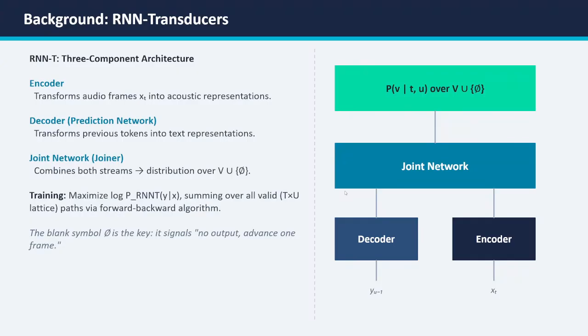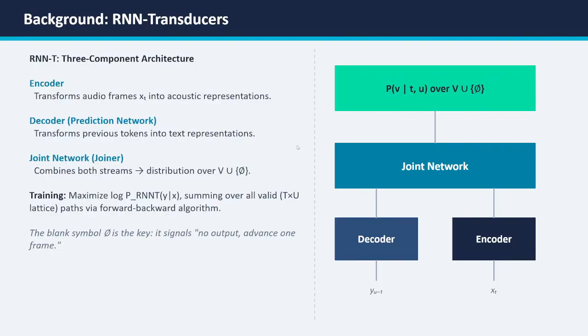Before diving in, let's quickly review the standard RNN transducer, or RNNT, architecture. It consists of three main components. First, the encoder processes the audio frames. Second, the decoder processes the text history. Third, the joint network combines both streams to output a probability distribution over the vocabulary, plus a special blank symbol.